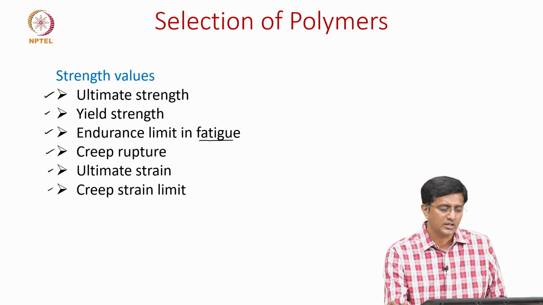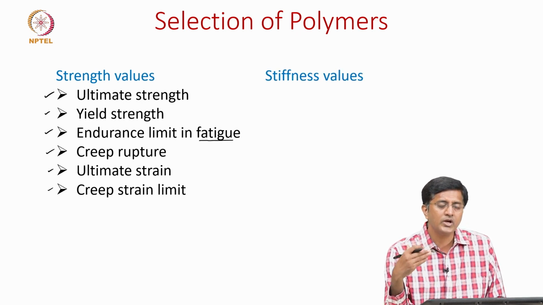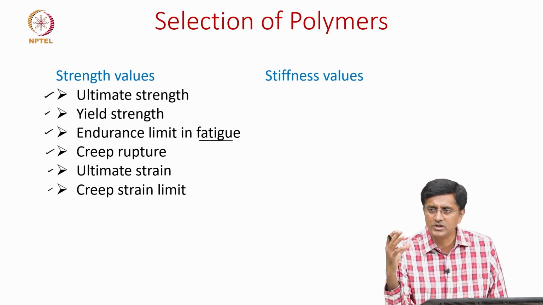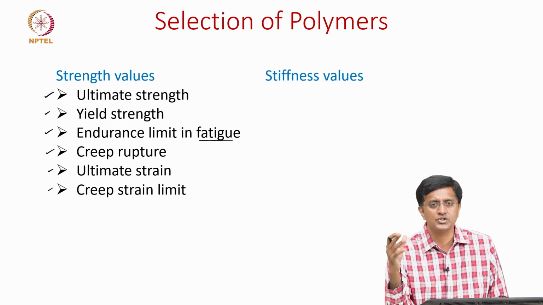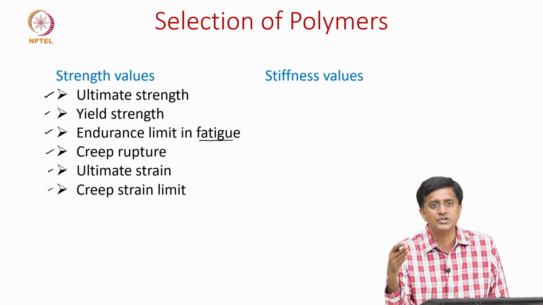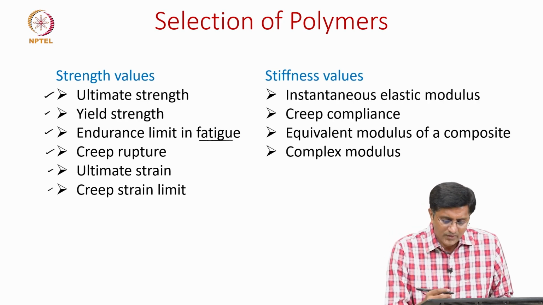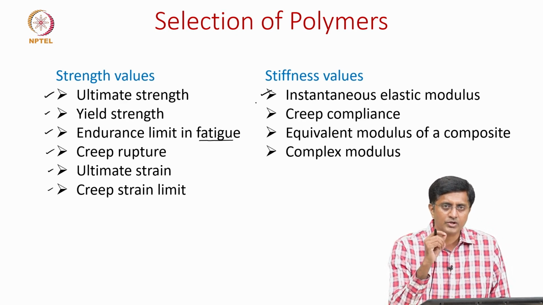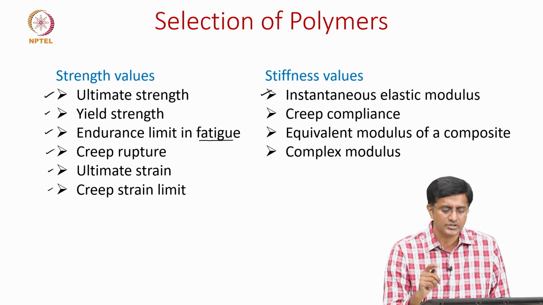Then the other selection criteria will be based on stiffness. It is not always failure that we are interested in; we are also interested in stiffness, meaning how much the change in shape is. If you apply a load, maybe there is a change in shape. Sometimes the design is good or bad based on whether it changes shape too much or too little. Within these stiffness values, we can look at the instantaneous elastic modulus if we are only focused on the response instantaneously or at very short periods of time.